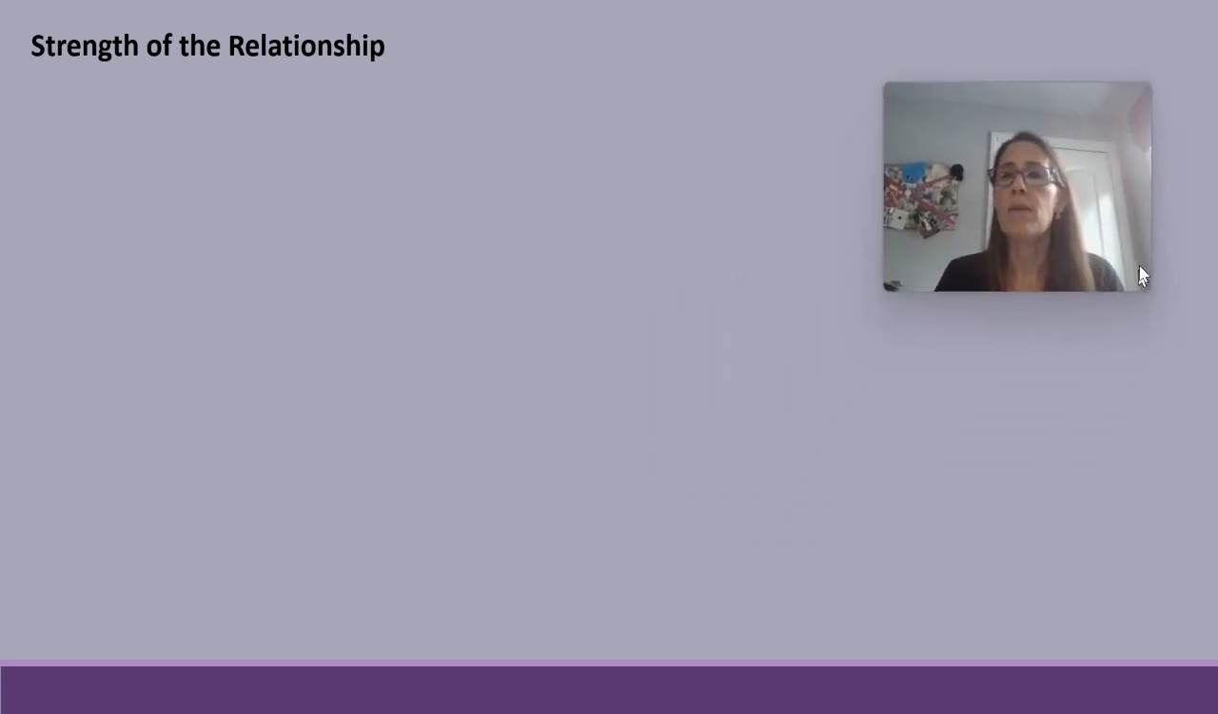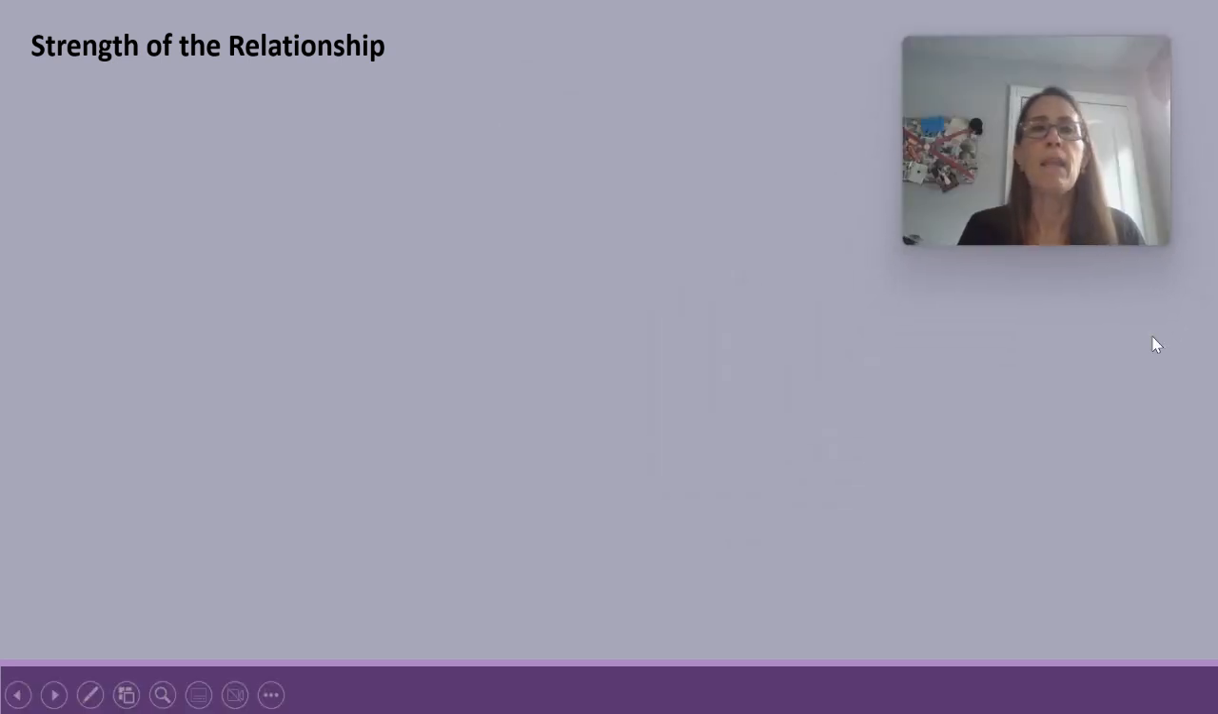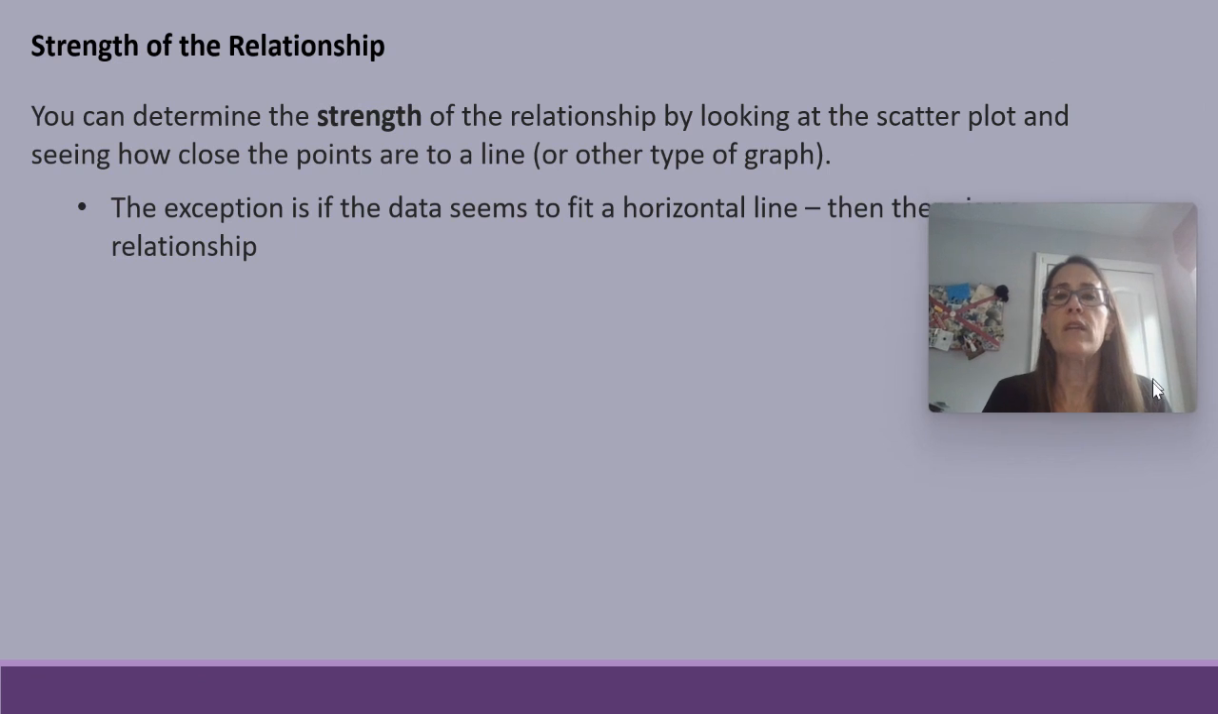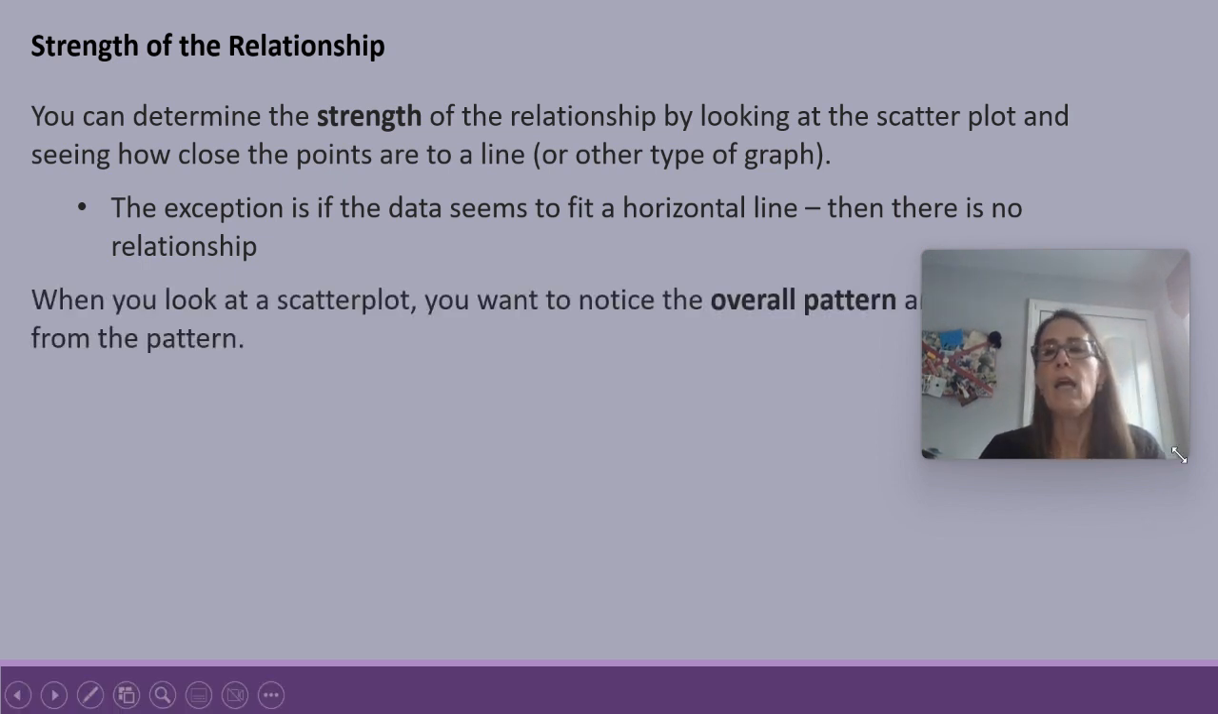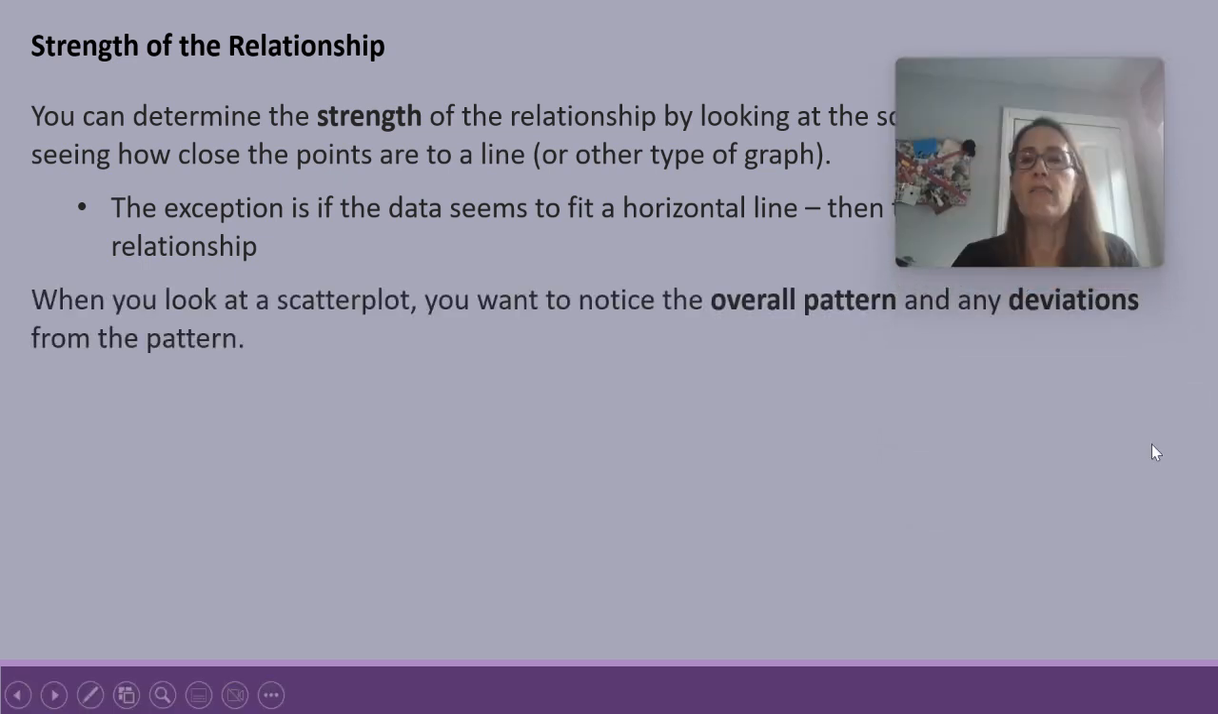We can also talk about the strength of the relationship. You can determine the strength by looking at the scatter plot and seeing how close the points are to a line or some other type of graph. We looked at a few pictures of nonlinear graphs. The exception would be if the data seems to fit a horizontal line, then there's no relationship, even though the points might all be close to that horizontal line. But you want to look at your scatter plot and see if there's an overall pattern and any deviations from that pattern.